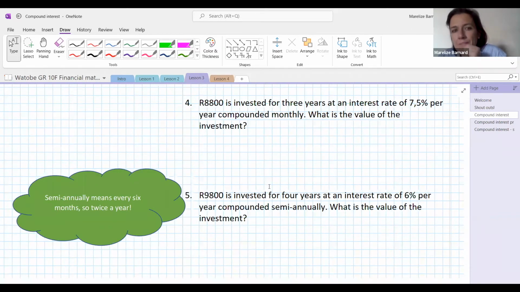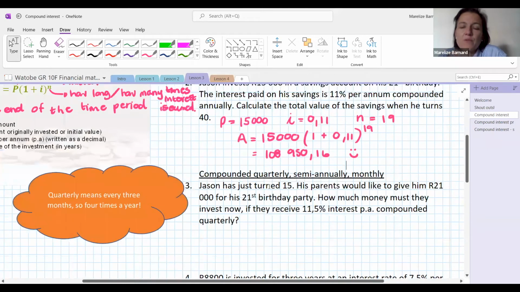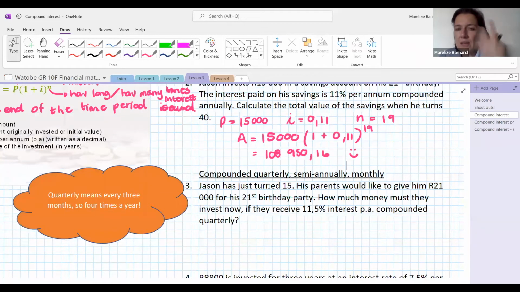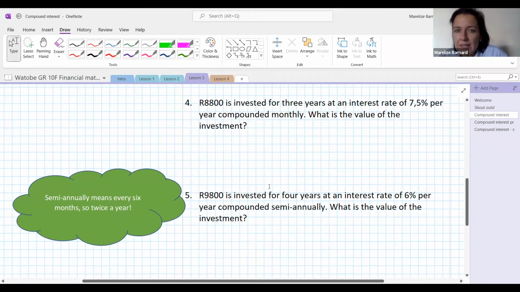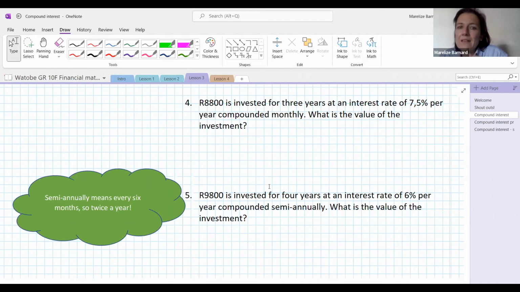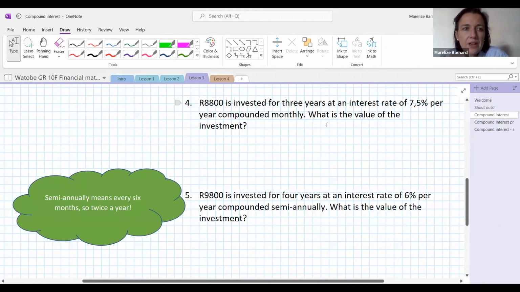Ma'am, can you please explain number 3 again? That's just with quarterly. I'm just explaining the different time periods. Quarterly means every quarter, so that's every 3 months. So that means you're going to get interest 4 times a year. And semi-annually means twice a year, so every 6 months. That's just the different words that get used, and you must just know what they mean in terms of how many times you get interest. But we're going to do a bunch of examples now, so it will become more clear. Okay. Thank you.